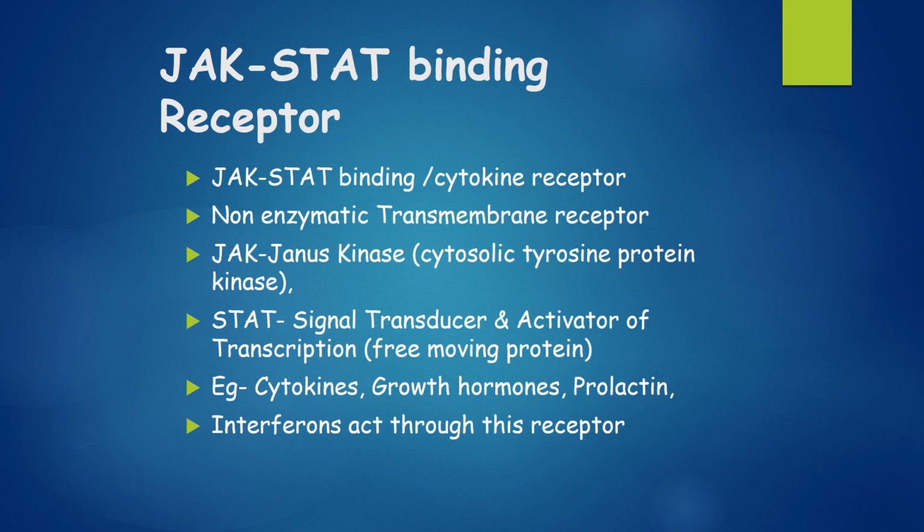Now the JAK-STAT binding receptor, or cytokine receptor. It is a non-enzymatic transmembrane receptor. JAK means Janus kinase, a cytosolic tyrosine protein kinase. STAT means signal transducer and activator of transcription, a free-moving protein. Again, the outer part will be JAK, and the inner part will be STAT. Examples like cytokine, growth hormone, and prolactin are all these types of receptors. Interferon also acts on this receptor.